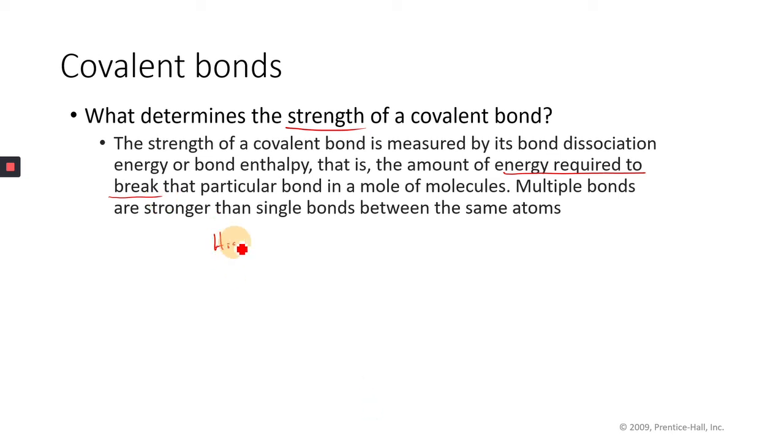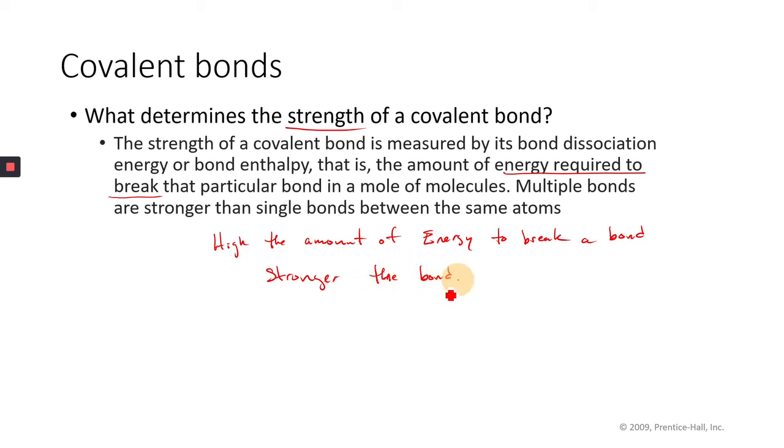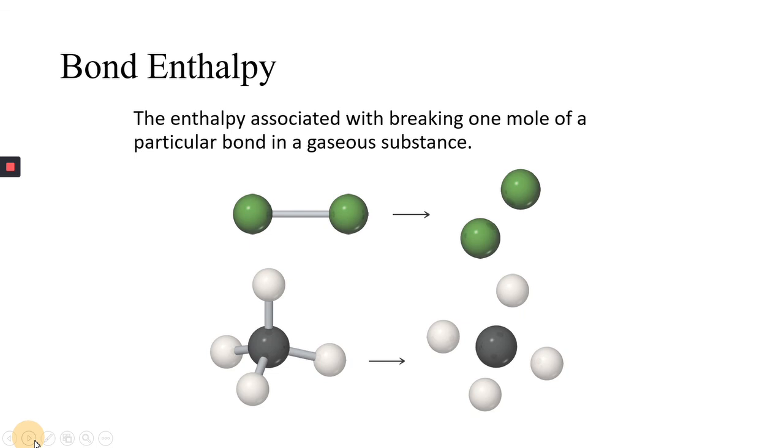The higher the amount of energy to break a bond, the stronger the bond. And double bonds are stronger than single bonds, and triple bonds are stronger than double and single bonds. Okay? So here's a picture of it.